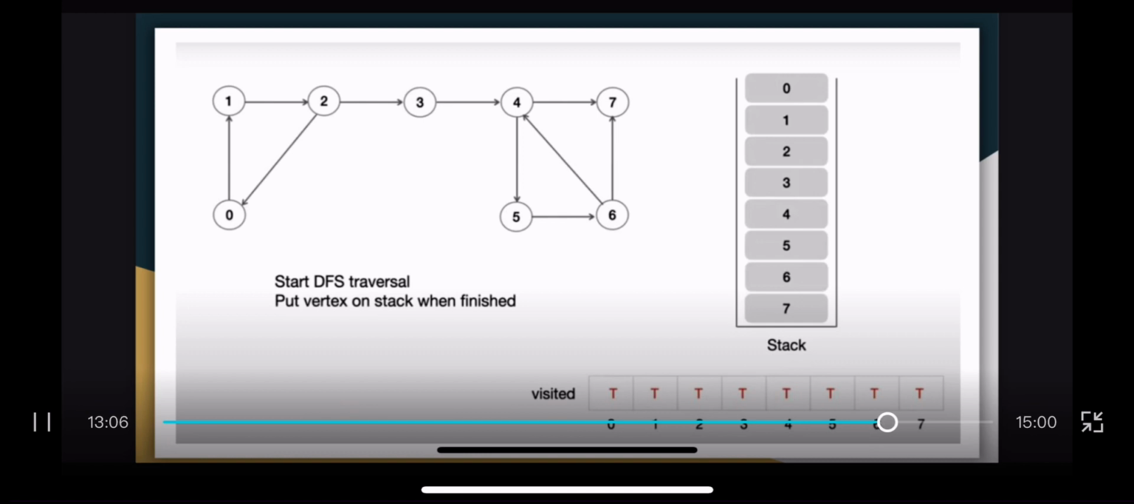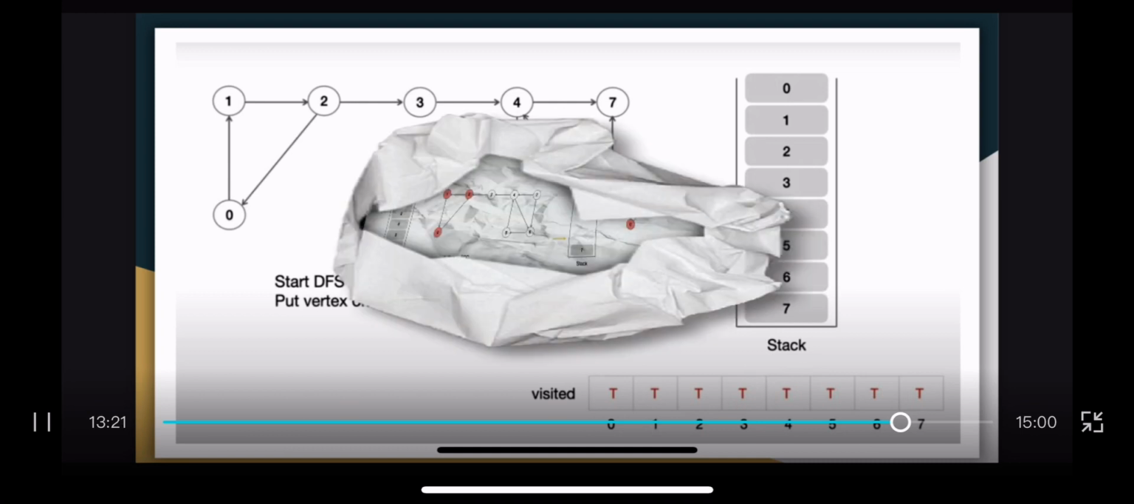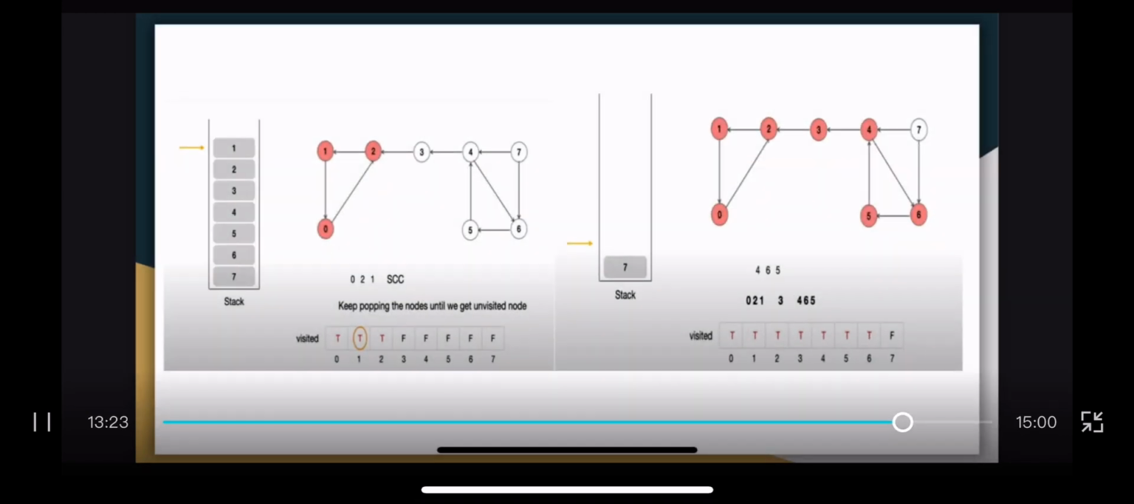So we're going to backtrack to 6. It has no other unvisited neighbors. We finish with it as well. We add it to the stack. We backtrack to 4. We add it to the stack. 3, 2, 1, and 0. And now we're done with the DFS. So now we're going to reverse the direction of all edges in the original graph to get the transpose of the graph. So next we're going to run a new DFS on the transposed graph.